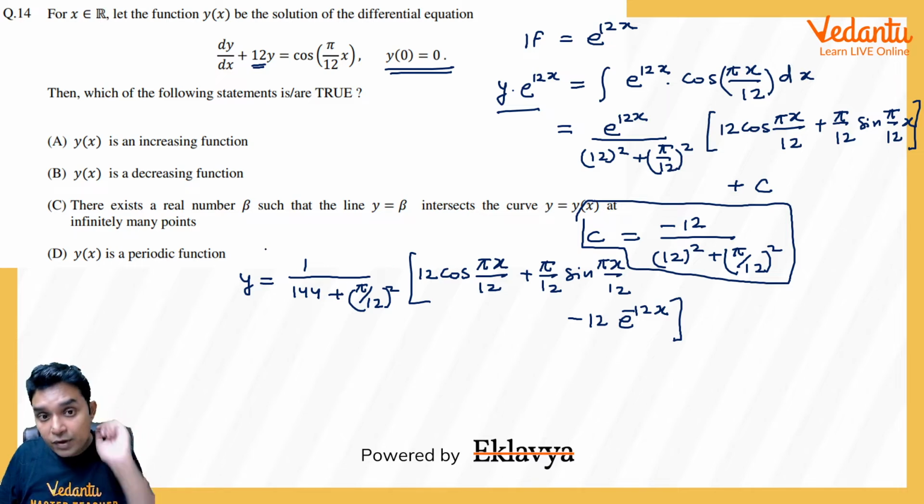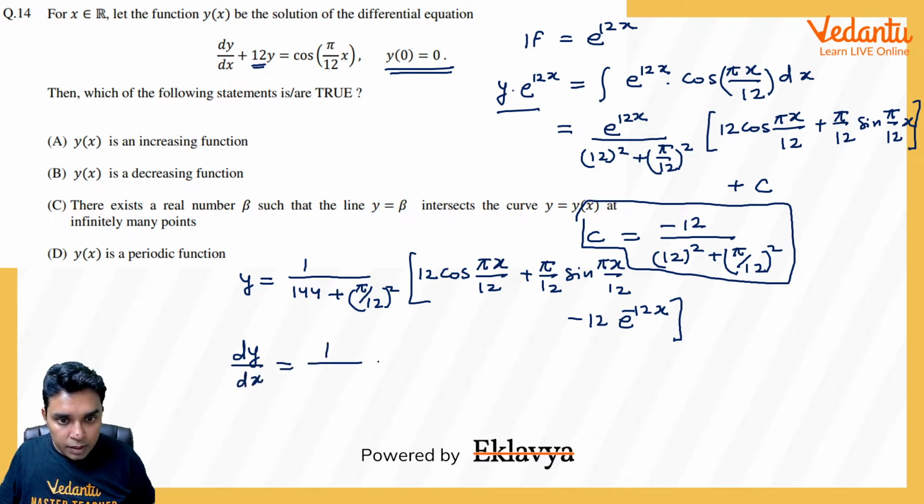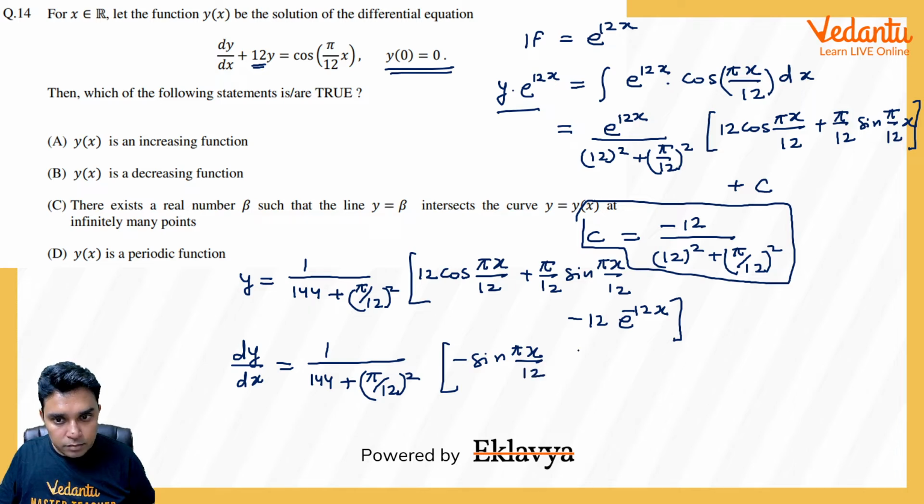Now the question is whether this function is increasing or not. I think dy upon dx will determine whether it is increasing or not. Please see, dy upon dx will be 1 upon 144 plus pi upon 12 whole square, and in this bracket we will get 12 cancelled, minus of sine pi x upon 12, and here we will be getting plus pi square upon 144 into cos of pi x by 12, and minus minus plus 144 e power minus 12x.